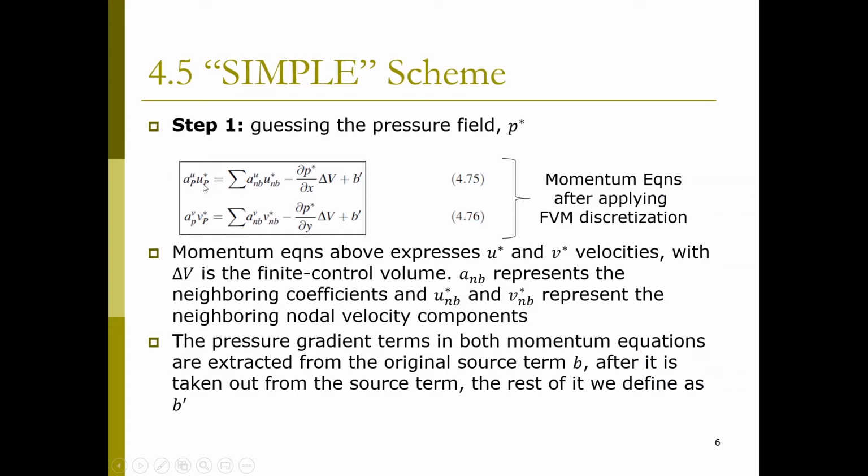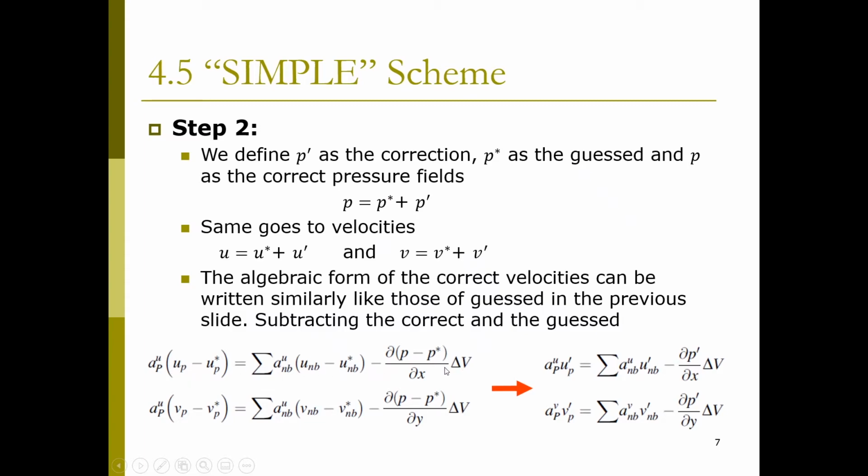So we have A and U without star, the corrected values. Same goes for the corrections as well, actually. So when you have the correct expressions of these momentum equations, which is without star, then we subtract it with the guess. So this is what we will have when we do the subtractions between these two equations. We will have this equation, and actually this is the UP minus UP guess, where P prime is equal to the corrected pressure, and same goes to the velocities U and V.